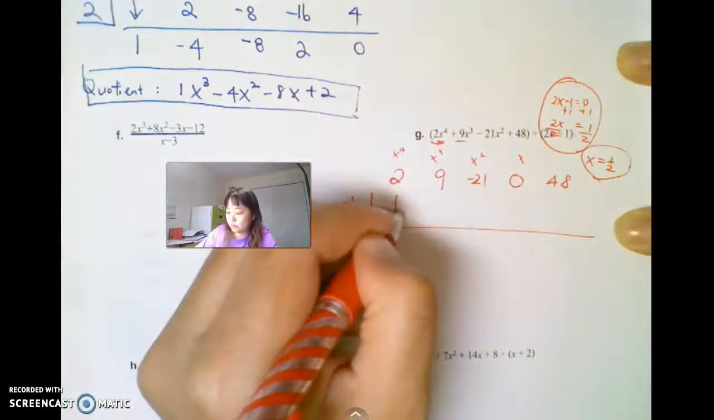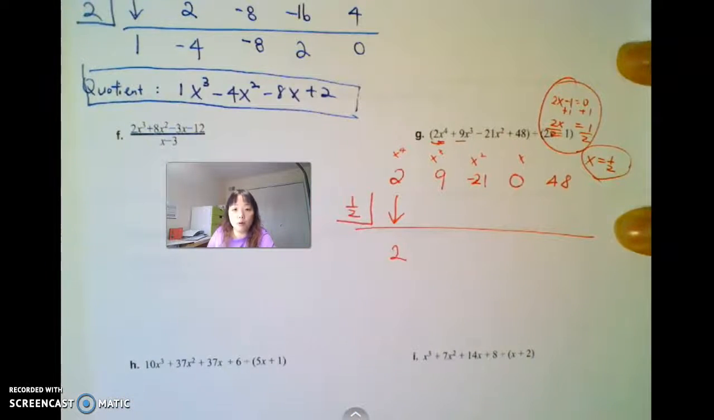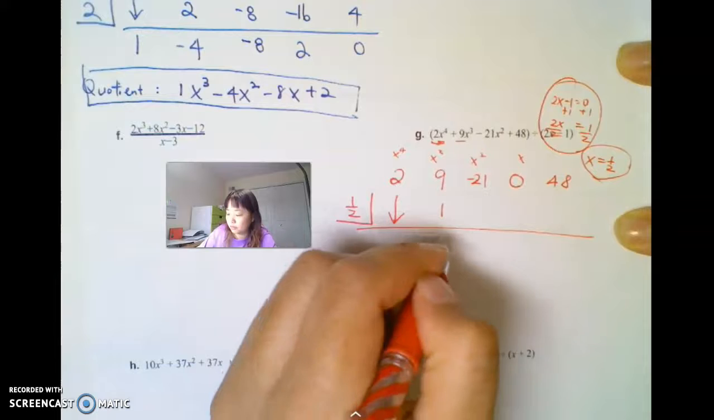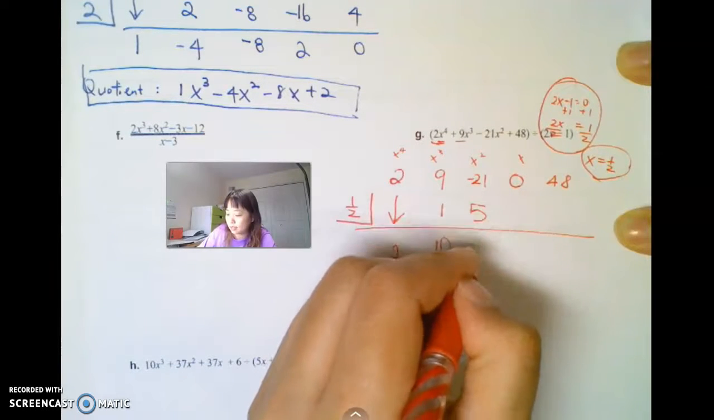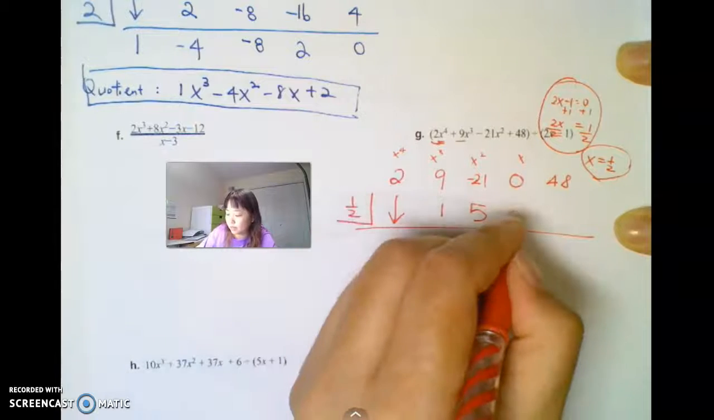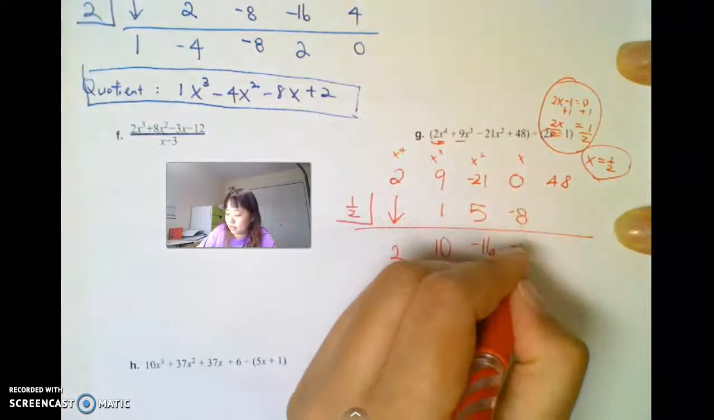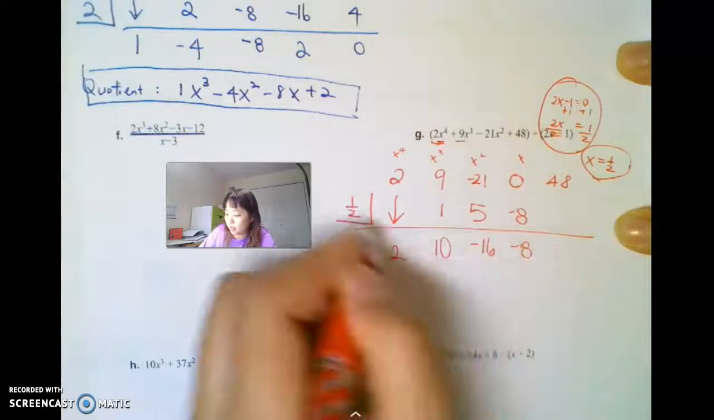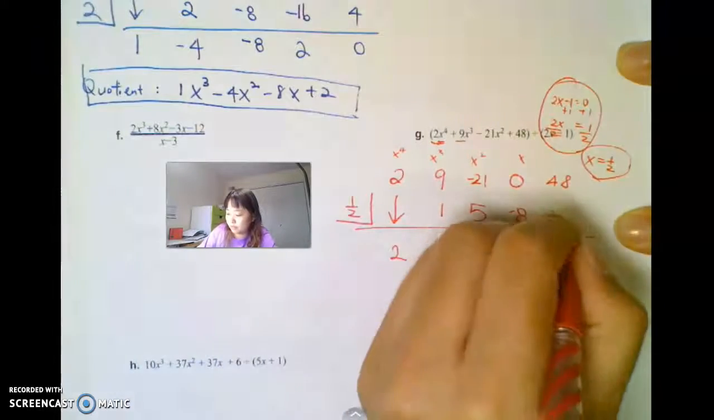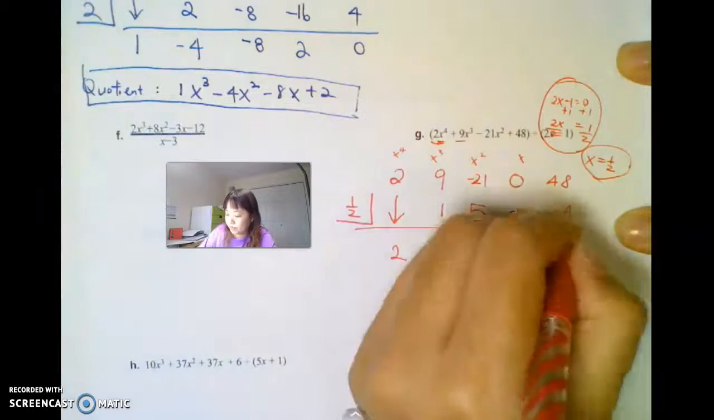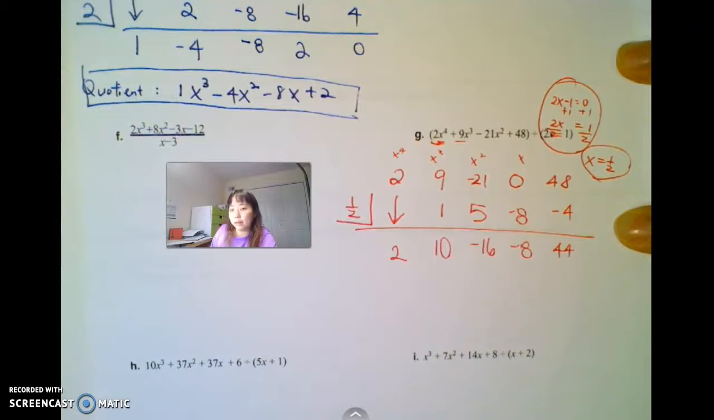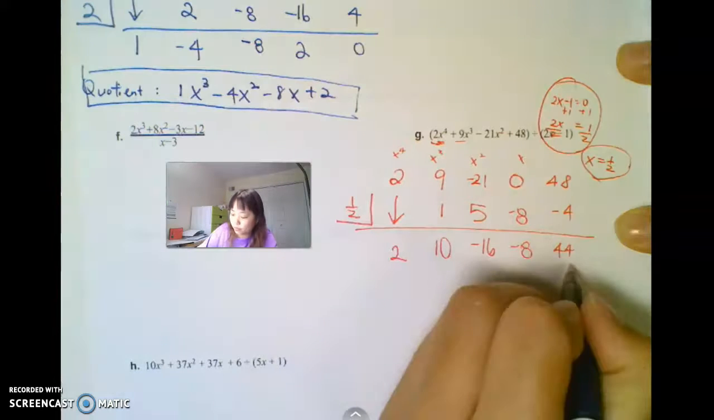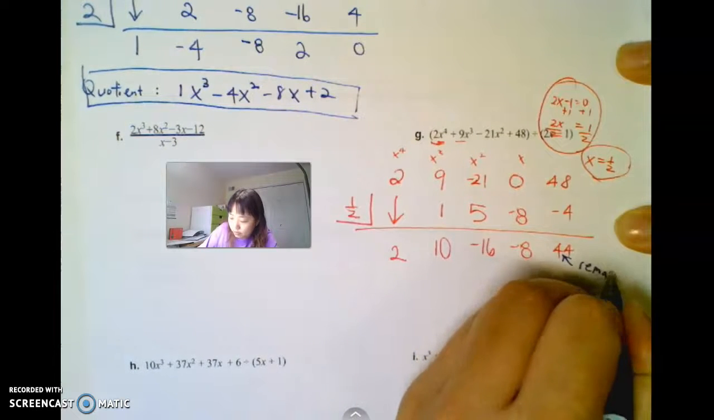Drop the first term. That's 2. Multiply them together. That's 1. Add it, 10. Multiply, that's 5. Add it, negative 16. Multiply it, negative 8. Add, negative 8. Multiply, negative 4. Add it, 44. Oh, we got some remainder, finally. So I like the remainder. We'll keep the remainder as is. Then we'll move on from there.